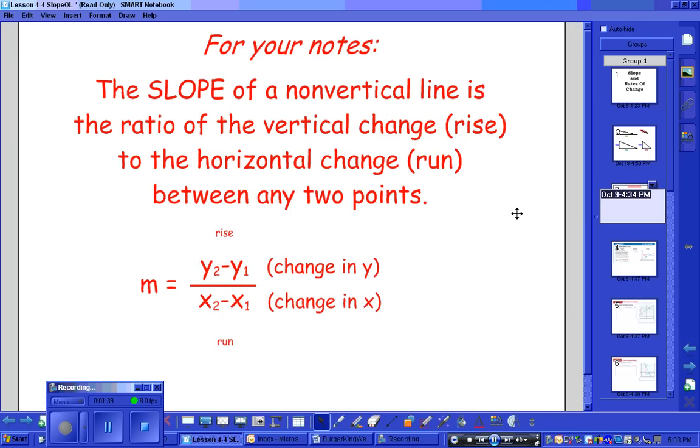y2 minus y1 is the difference between the y values. That tells you the vertical change. x2 minus x1 is the difference in the horizontal values, the horizontal change.